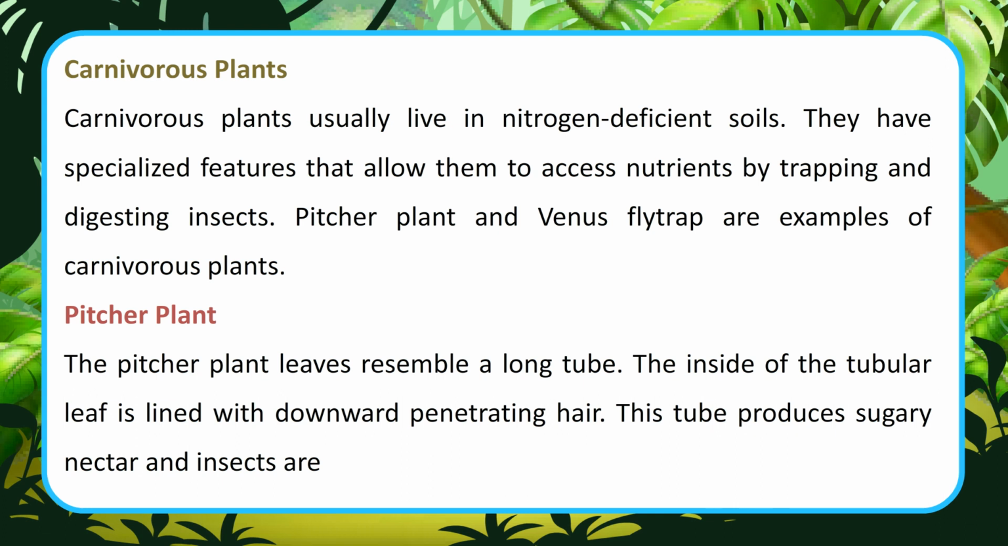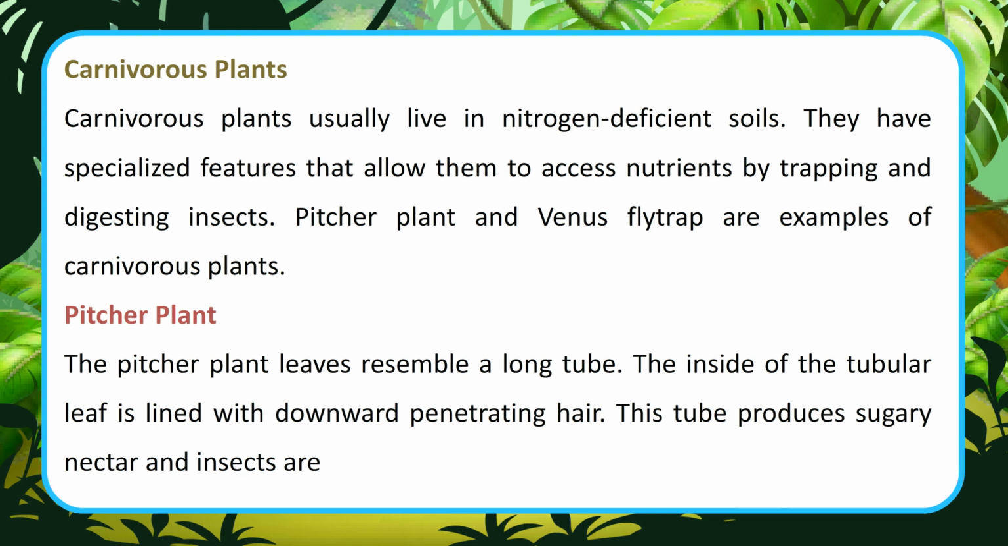Carnivorous plants. Carnivorous plants usually live in nitrogen-deficient soils. They have specialized features that allow them to access nutrients by trapping and digesting insects. Pitcher plant and Venus flytrap are examples of carnivorous plants.